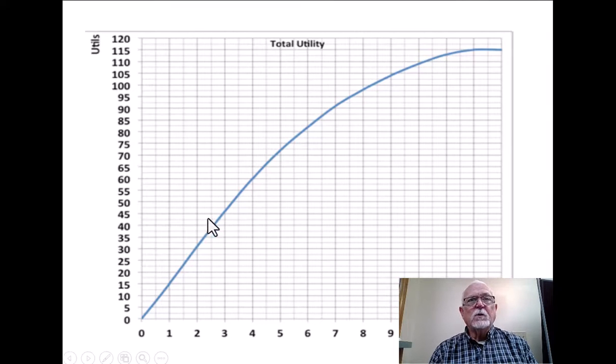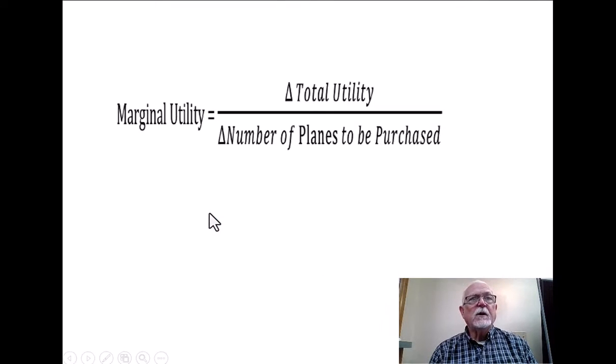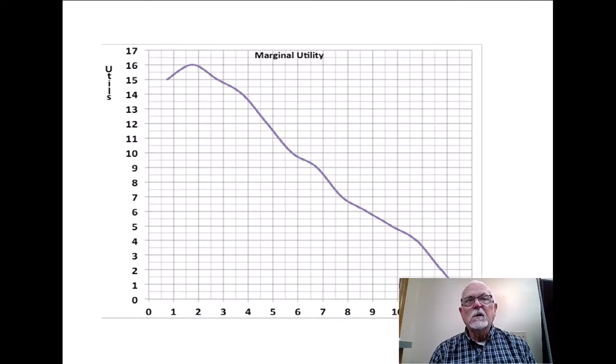Now, just to make sure we're on the same plane, marginal utility is the change in total utility divided by the change in the number, in this case, of planes to be purchased. So here's the marginal utility based on that total utility schedule, that table of total utilities. Notice that marginal utility first increases, but then it decreases. It's not negative, but it's decreasing.